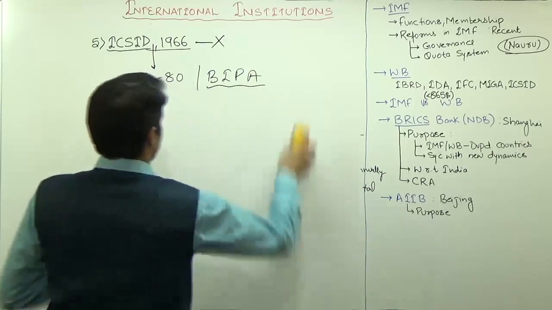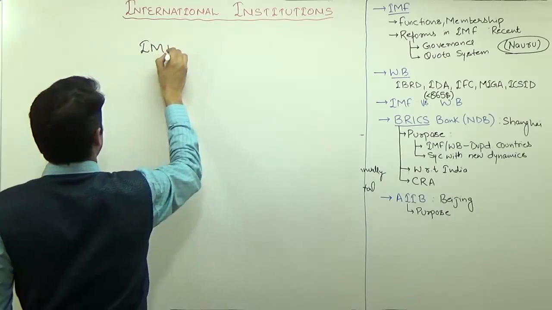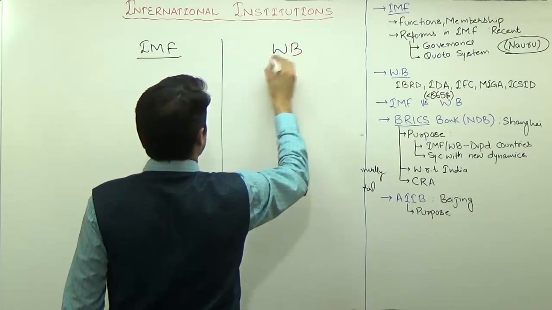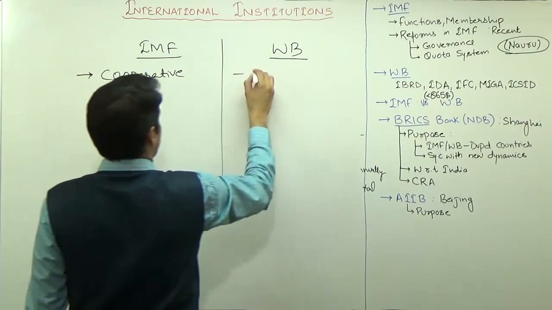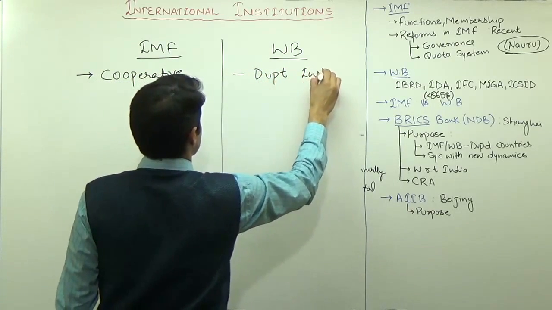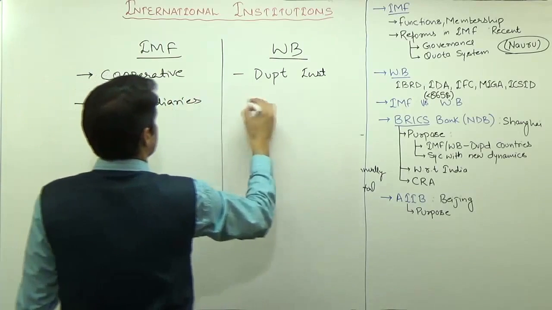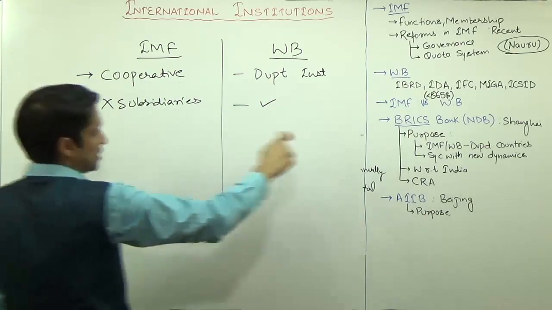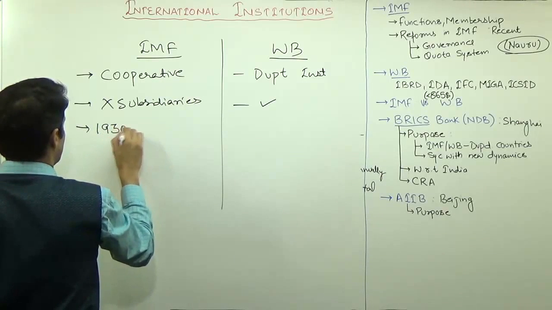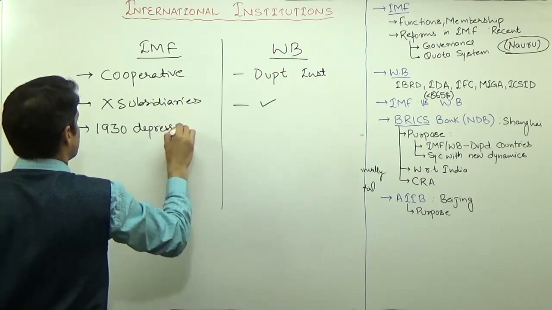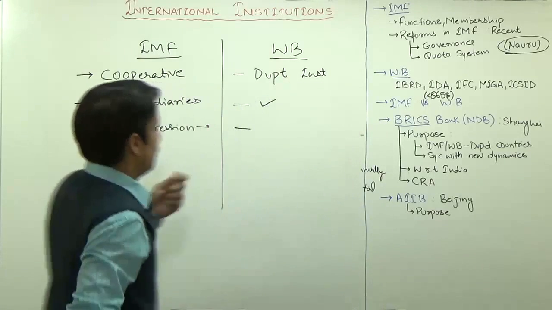Then we will discuss the difference between IMF and World Bank. IMF is here and this is what we have, the World Bank. IMF is a cooperative institution and World Bank is a development institution. There are no subsidiaries of IMF, but there are 5 subsidiaries of the World Bank. IMF is a consequence of the 1930 Great Depression, whereas World Bank is a consequence of World War I and World War II.